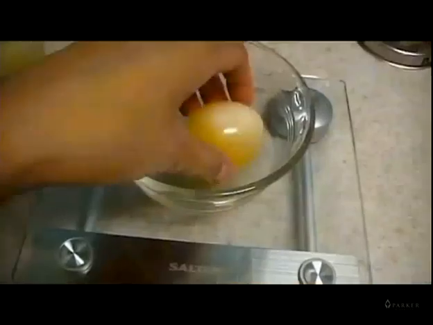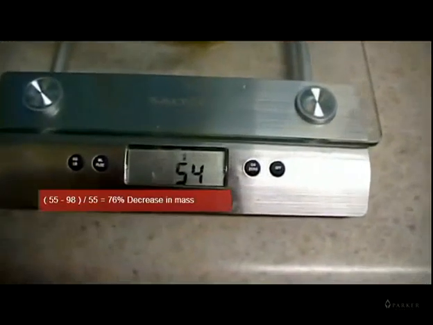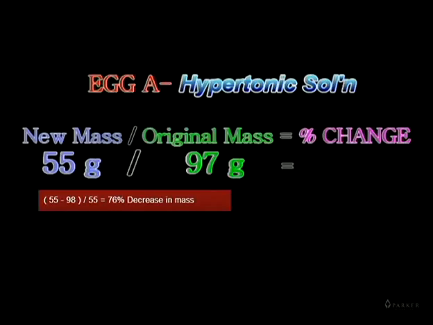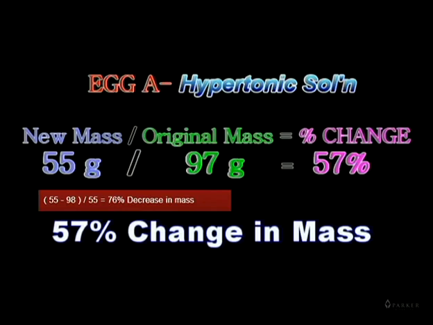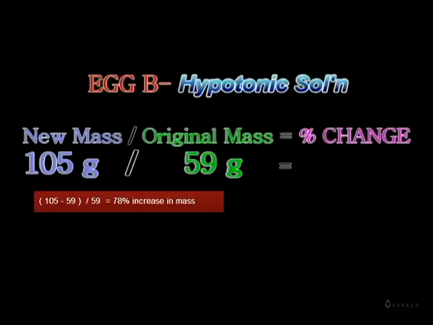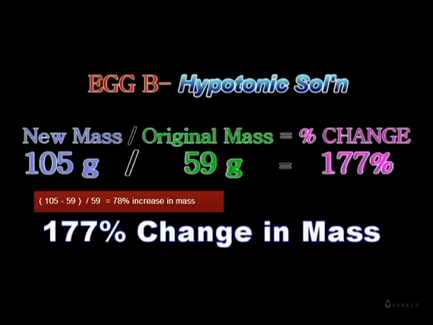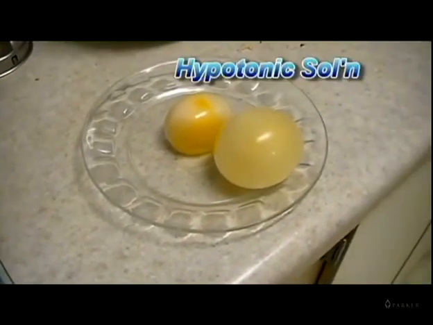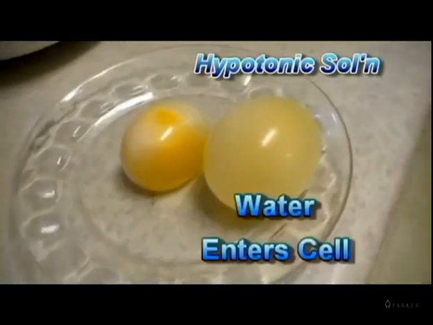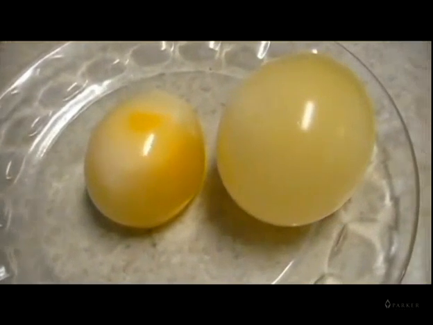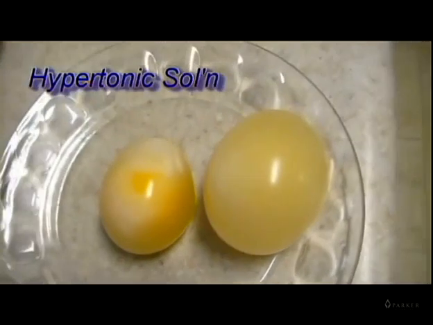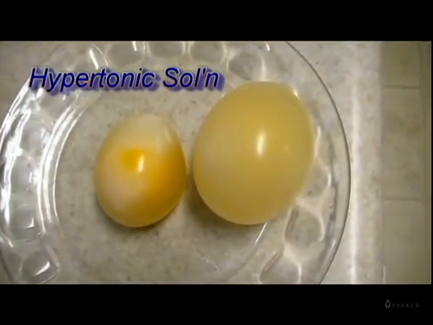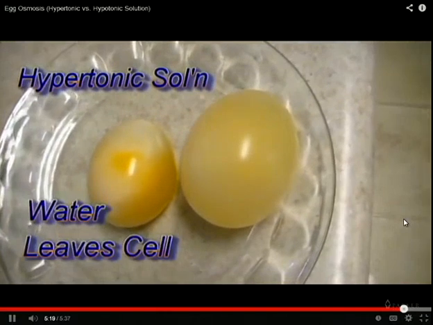Egg A went from 97 grams to 55 grams. Egg A has decreased to 57% of its original weight. Egg B went from 59 grams to a whopping 105 grams. Egg B has increased in weight to 177%. From this experiment, we can definitely conclude that when a cell is in a hypotonic solution, like water, water enters the cell. On the other hand, when a cell is in a hypertonic solution, like corn syrup, or more realistically, salt water, water will leave the cell.